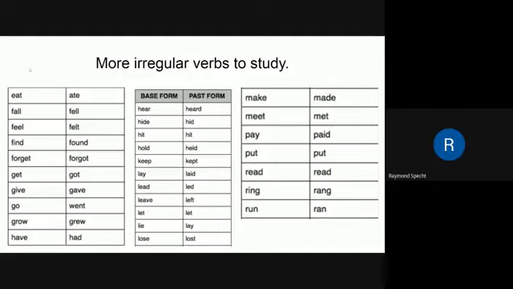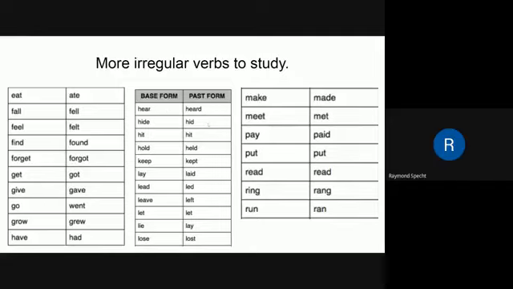All right, let's continue. Base form, irregular. Eat, ate. Fall, fell. Feel, felt. Find, found. Forget, forgot. Get, got. Give, gave. Go, went. Grow, grew. Have, had. Hear, heard.